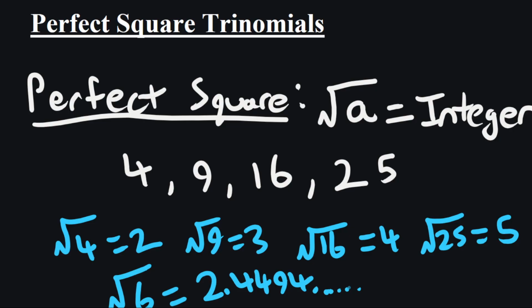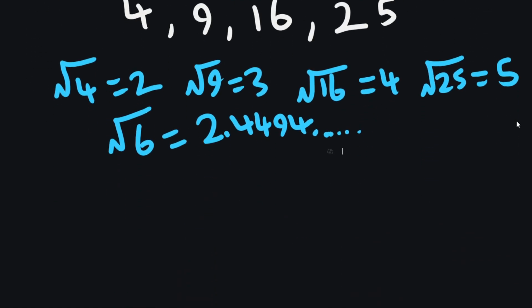But 4, 9, 16, 25, and so on, they're all perfect squares because you can take the square root of them and they come out to a nice whole number or an integer. So let's scroll down a little bit and talk about these as they relate to trinomials.